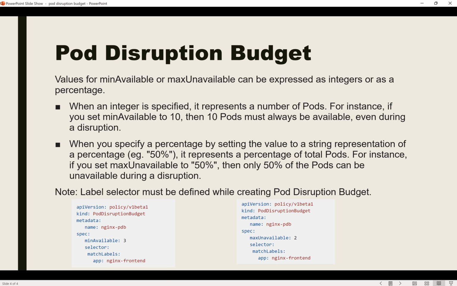There is an important thing to note: while creating the pod disruption budget, a label selector has to be defined, because the pod disruption budget has to understand on which specific pod configuration this is going to apply.